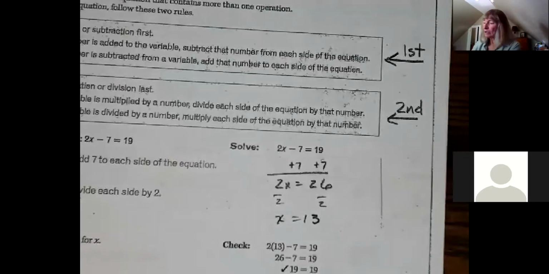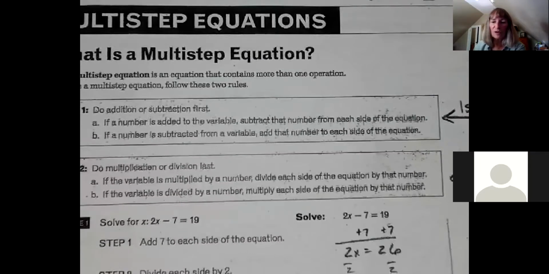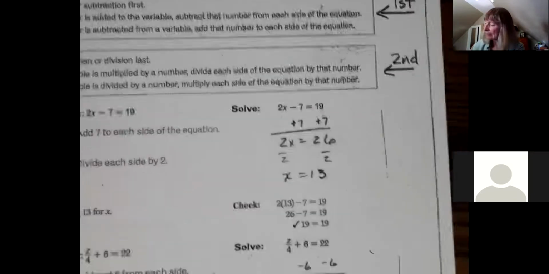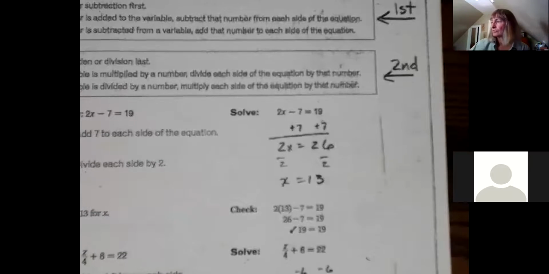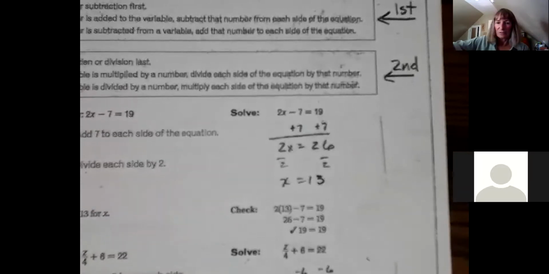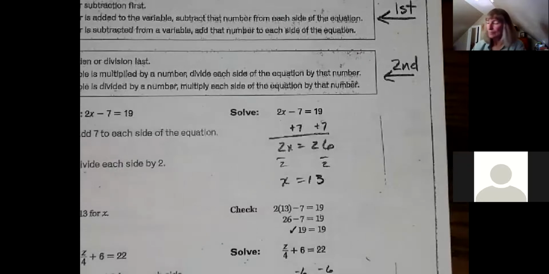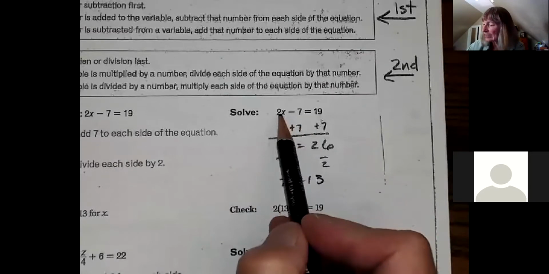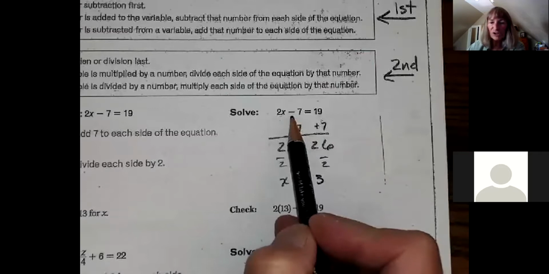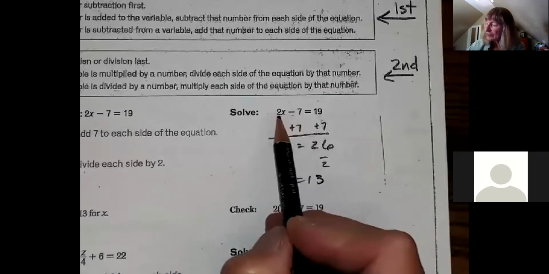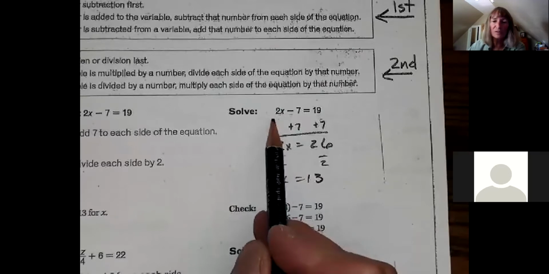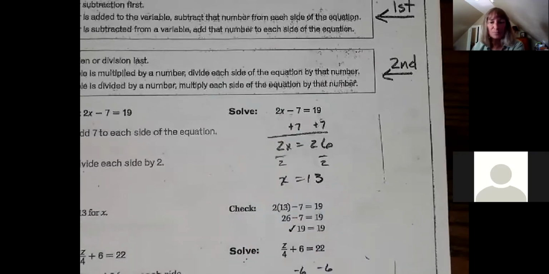So a multi-step equation is one that's going to take more than one step to solve. An example here. This equation has multiplication in it, and it also has subtraction in it. To solve it, we're going to have to add to undo the subtraction, and we'll have to divide to undo the multiplication. And those have to be done in separate steps.